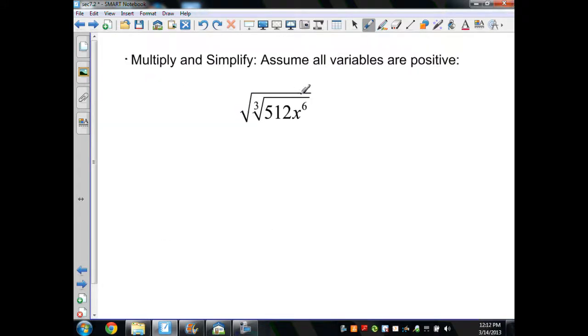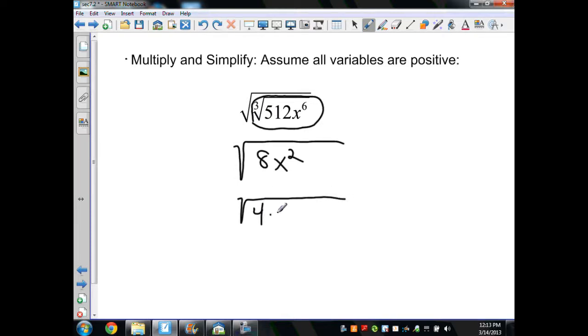In this example, I have the square root of the cube root of 512x to the 6th. As in the previous example, I want to do the same thing. I want to perform the operation of the interior of my bigger radical, here the square root. So I'm going to bring down my square root, and I want to find the cube root of the interior. So the cube root of 512 is going to be 8, and the cube root of x to the 6th is x squared. That just performed this operation. Now I want to take the square root of that solution. So that gives me the square root of 4 times 2, x squared. Square root of 4 I know is 2. Square root of x squared is x. And what stays in the radical is just 2.